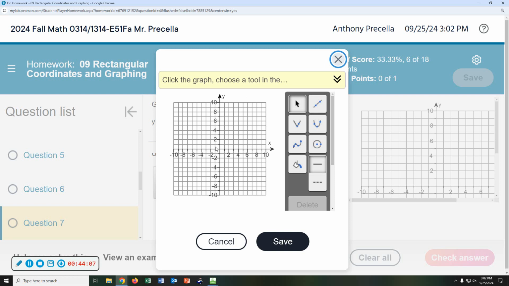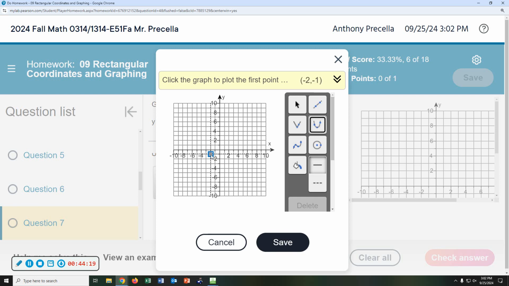Okay, so we choose our 3-point quadratic tool again. 3-point quadratic. And then you plot the first point, negative 2, negative 8. I'm at negative 3, negative 8. Is that it? Negative 2, negative 8? They're beside those double arrows heading down? Yeah. There. Now the origin, 0, 0.